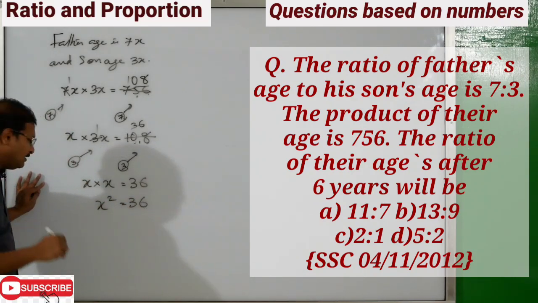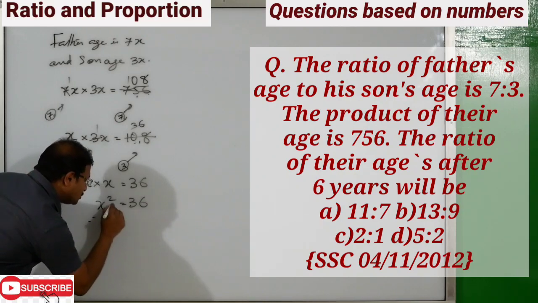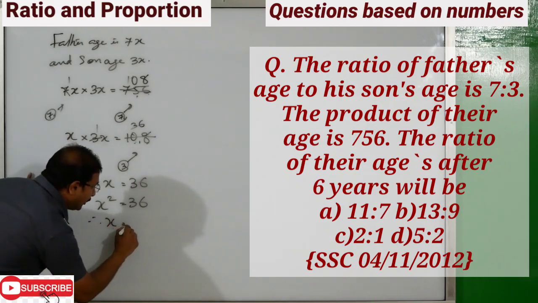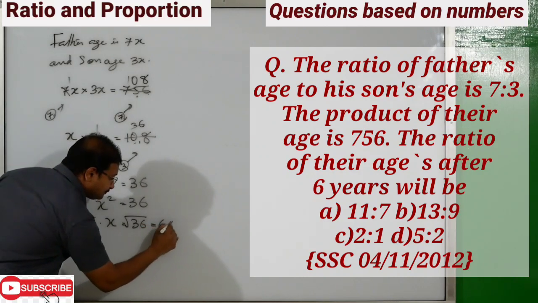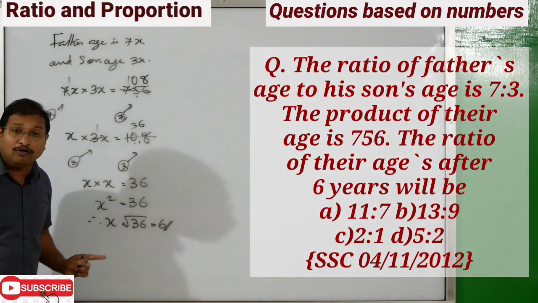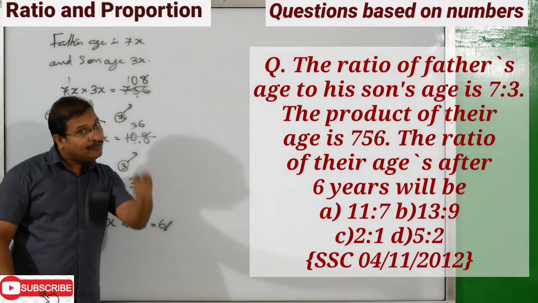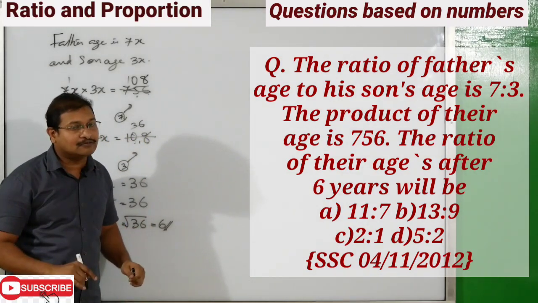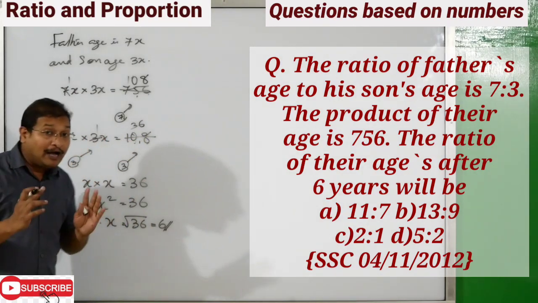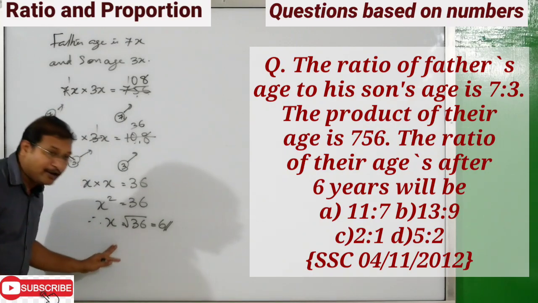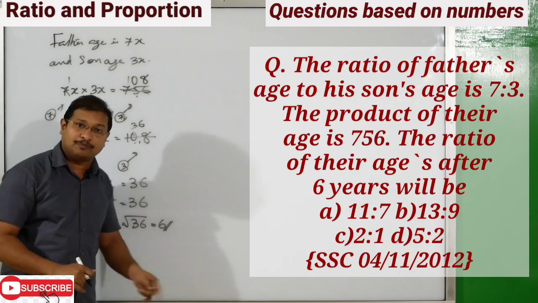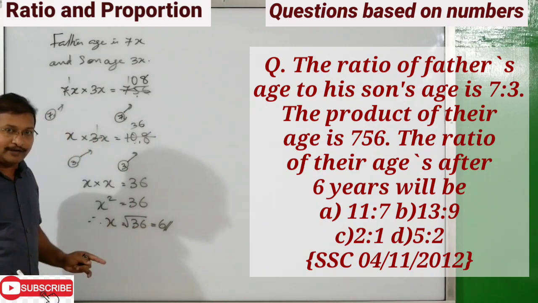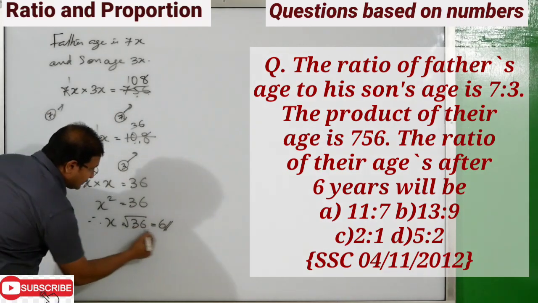I hope you can understand. Therefore, x equals, square will go to the next side, square root of 36. That means we will get 6. See, if you have doubt about how to take square root and all, we have some other videos. So if you have doubts about the square root, make sure that you are watching the previous videos because there are some videos on square roots and all. Ready? Okay. Now we got x is 6.